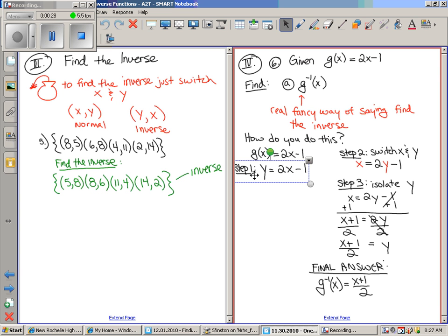The first thing you do is you sub out g of x, you put a y. The second thing that you do is you switch x and y, and the third thing is you just isolate y, or solve for y, so that it gets all the way back to a normal equation, and then you just write that answer using function notation.